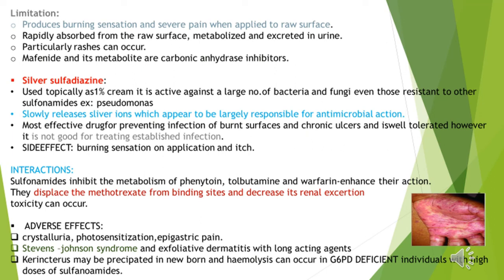It is a syndrome which causes a reddish pinkish rash on the skin, as you can observe in the images in the clip. It is a very serious and rare disorder, which is caused by the long acting agents. Kernicterus can occur in newborns. Kernicterus is a disorder which increases the level of bilirubin in the baby's blood, and hemolysis can occur in G6PD deficient individuals with high doses of the sulfonamide.